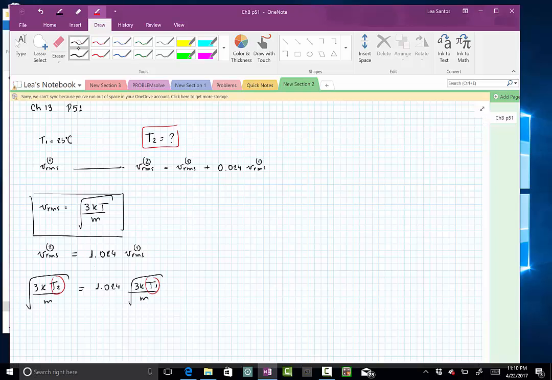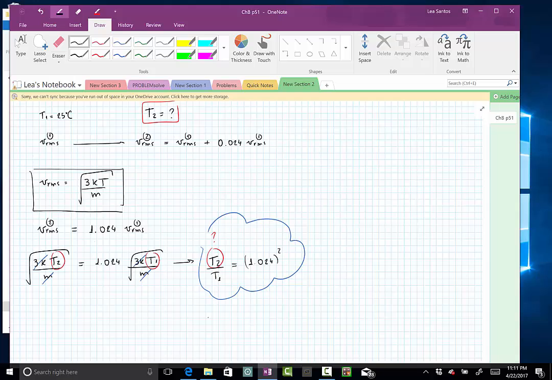So how are we going to solve that? Well, let's get rid of the constants, the 3k and m, and now let's square everything. So we have that T2 divided by T1 is equal to 1.024 squared. T2 is what we want to find. This is our unknown. T1 we have, but very careful, we have to write the T1 in Kelvin. And now from this you can find your T2.